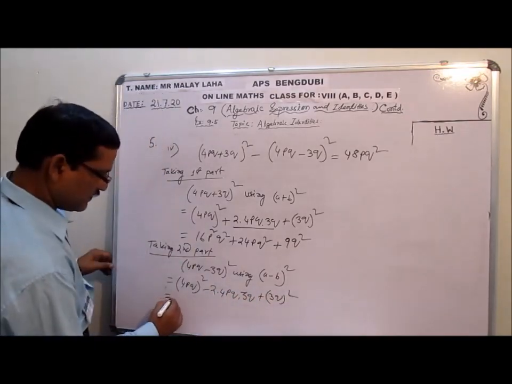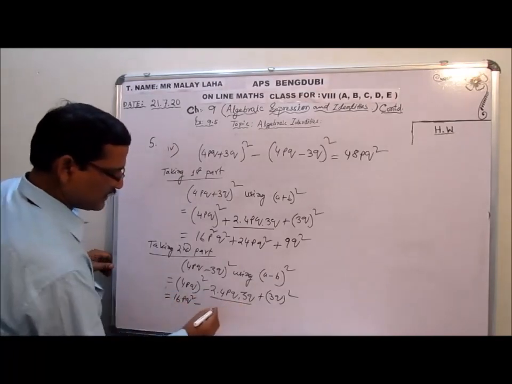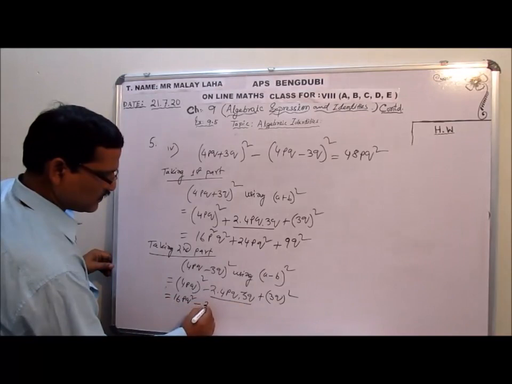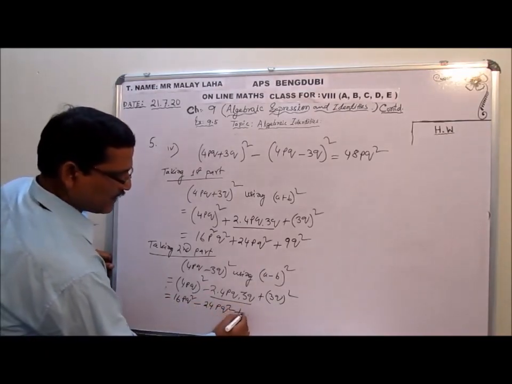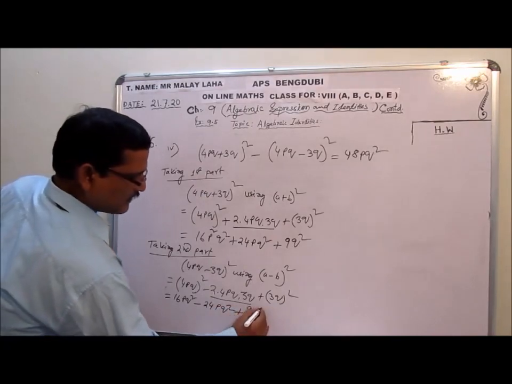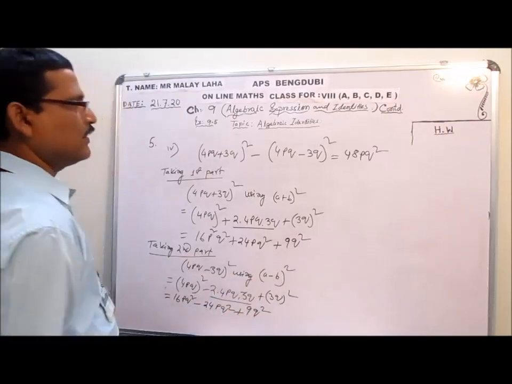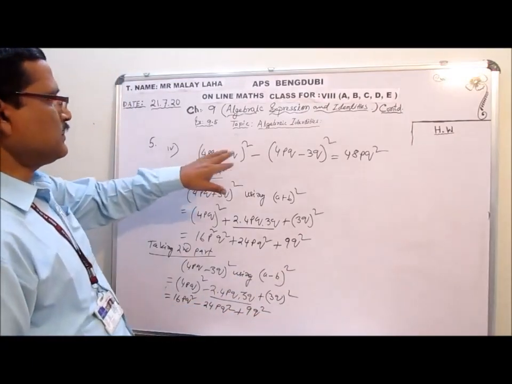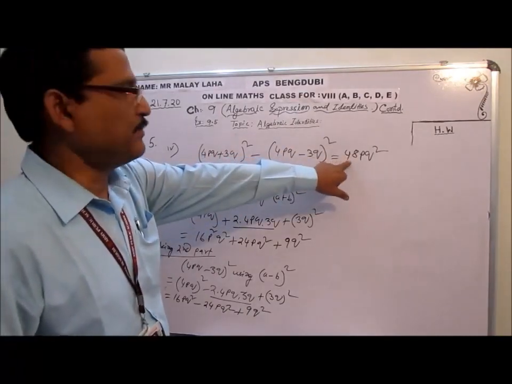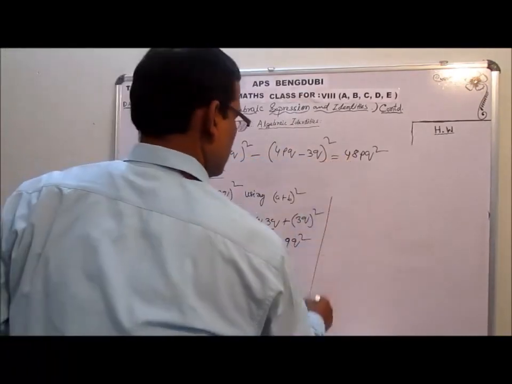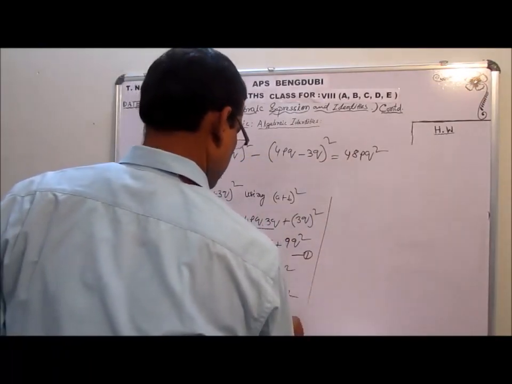What is the result here? 16 p square q square, minus 24 p q square plus 9 q square. This is the second part. Now, if I subtract the second result from the first result, it should come 48 p q square. So this is the first part and this is the second part.